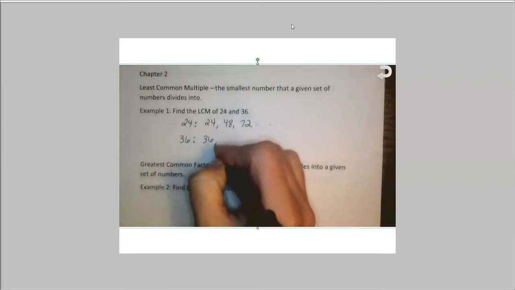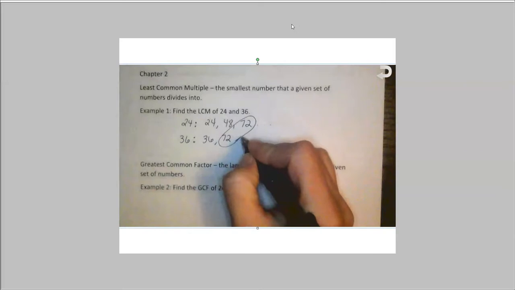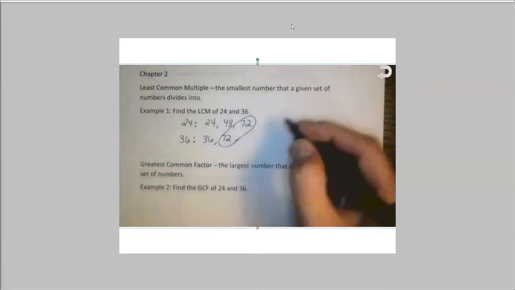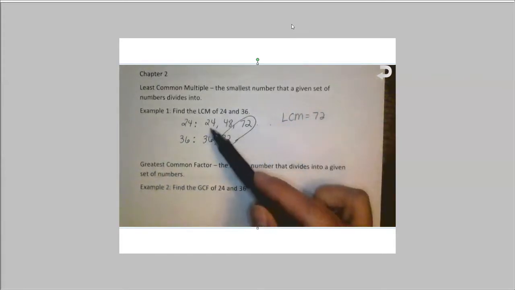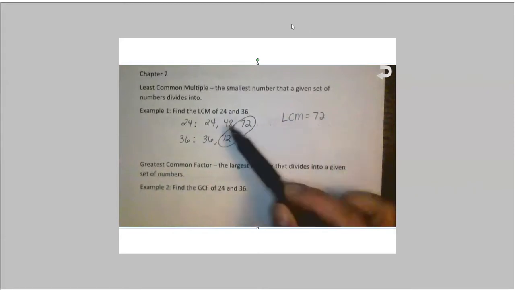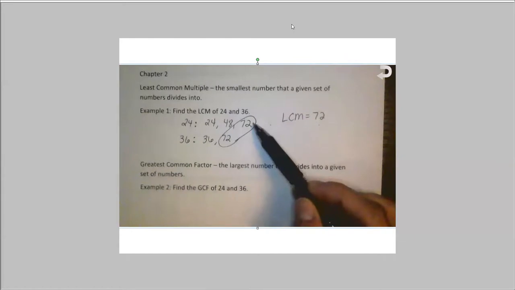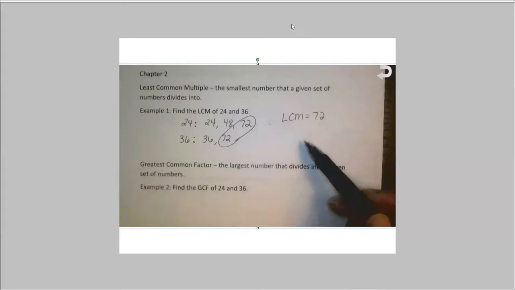36 times 1 is 36. 36 times 2 is 72. And I can stop there because I have the smallest multiple that they have in common. That's what we call the least common multiple. It's the smallest number that 24 will divide into and that 36 will divide into. 24 times 3 is 72, and 36 times 2 is 72. Least common multiple. All right.